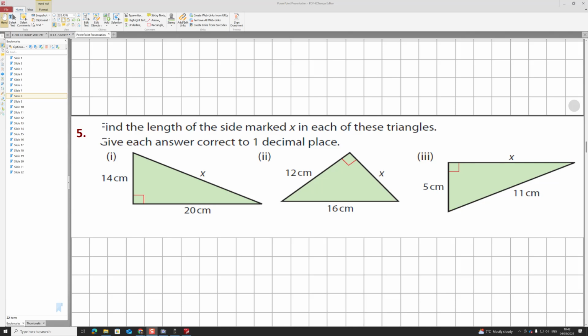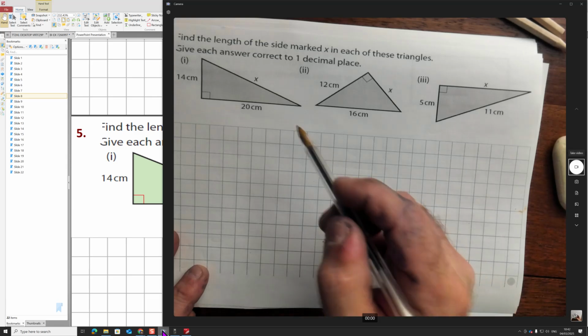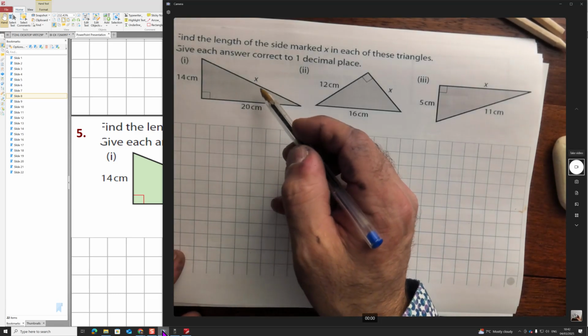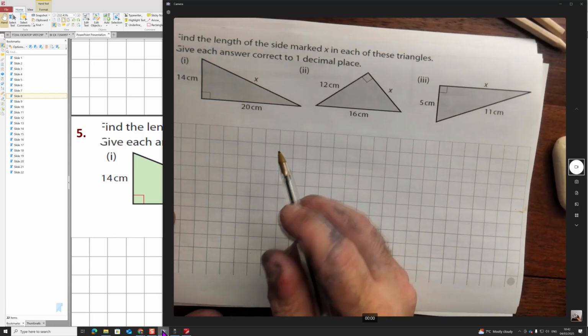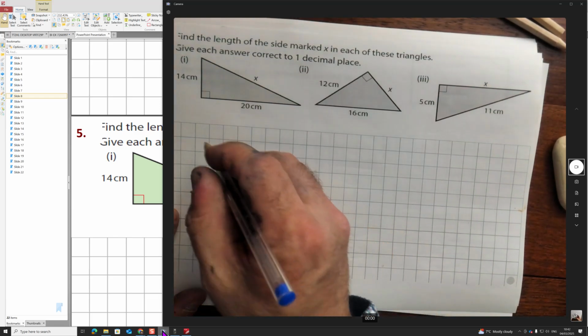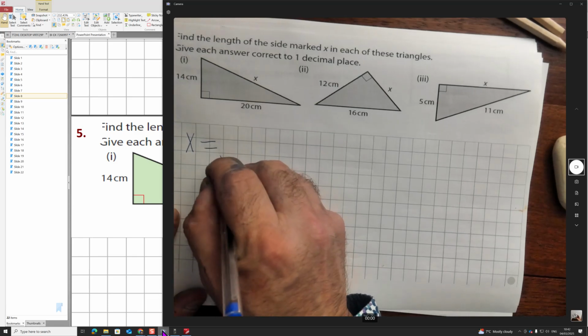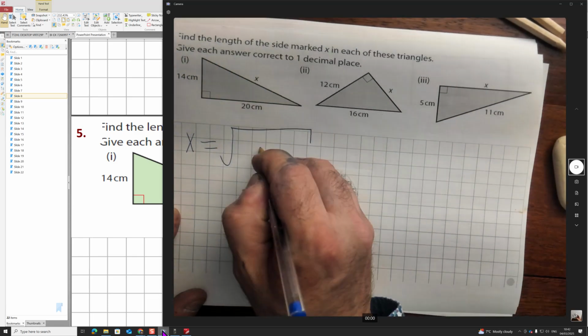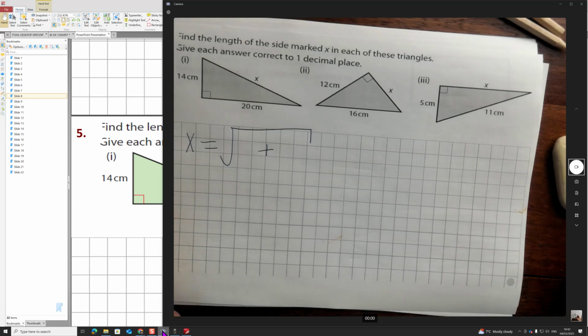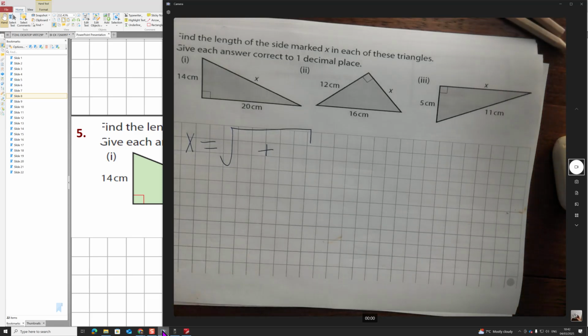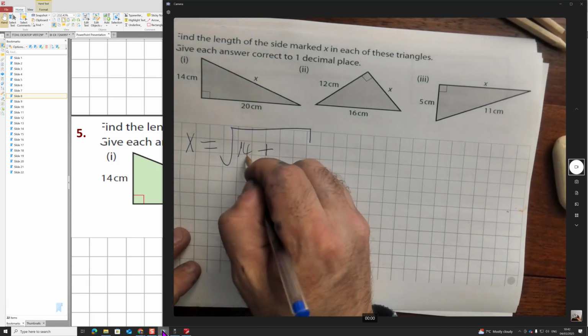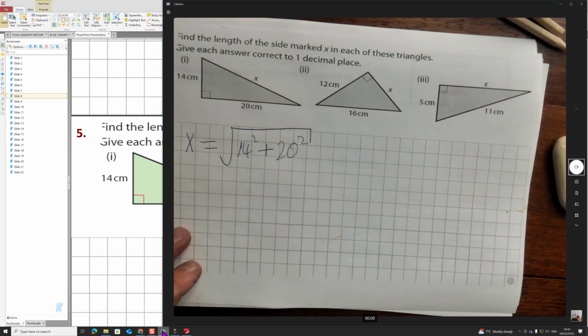The unknown is marked with the letter X. Okay, so here we have it. First is to identify, is it a hypotenuse? It is. So the formula we're going to use has a square root in it, and a plus in it. Just had to take a drink there. And so we're going to head straight in with 14 squared and 20 squared.